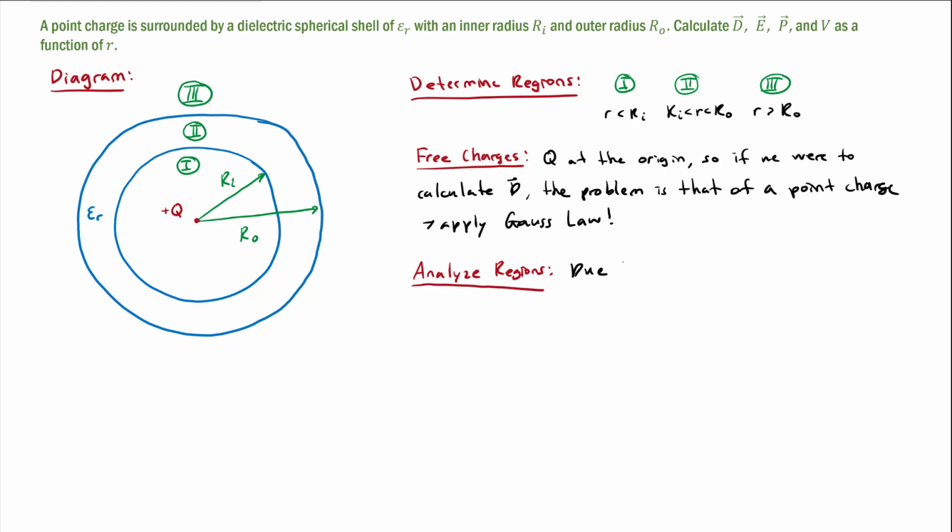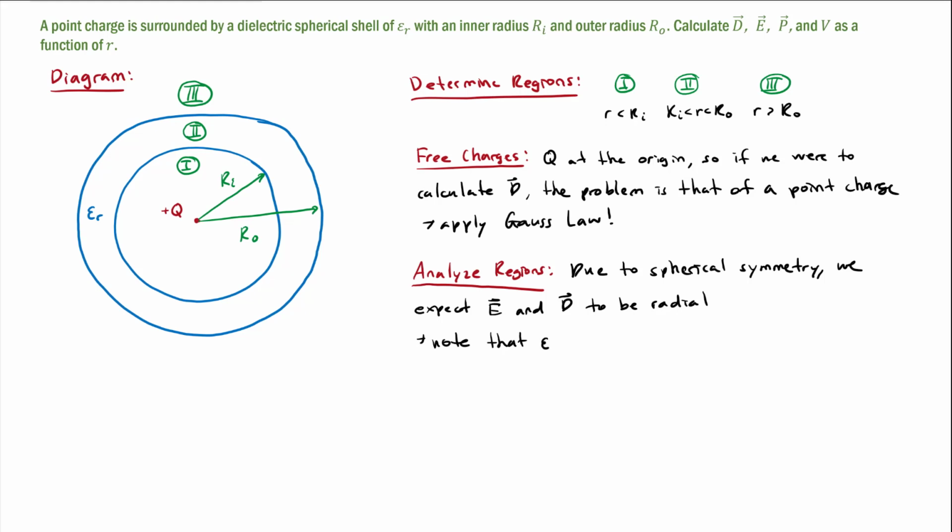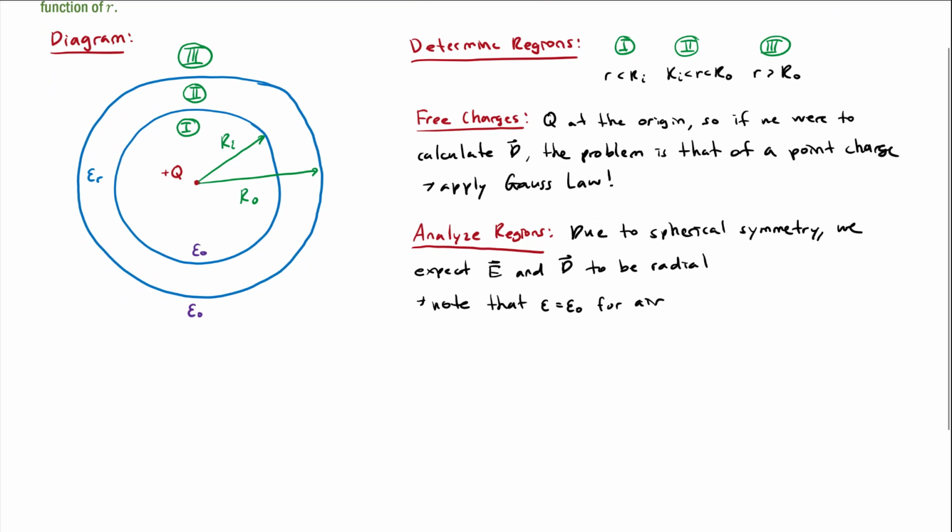So due to spherical symmetry, by inspection we expect the vectors E and D to be radial. We can also note that the absolute permittivity is going to be equal to epsilon naught for air. So that means I have epsilon naught on the inside and on the outside. So now let's take a look at the different regions and do our calculations.